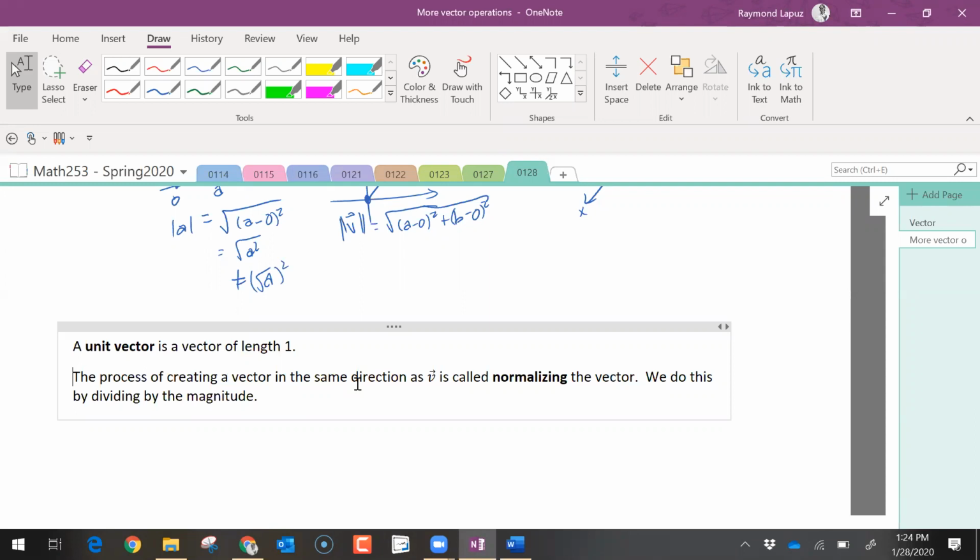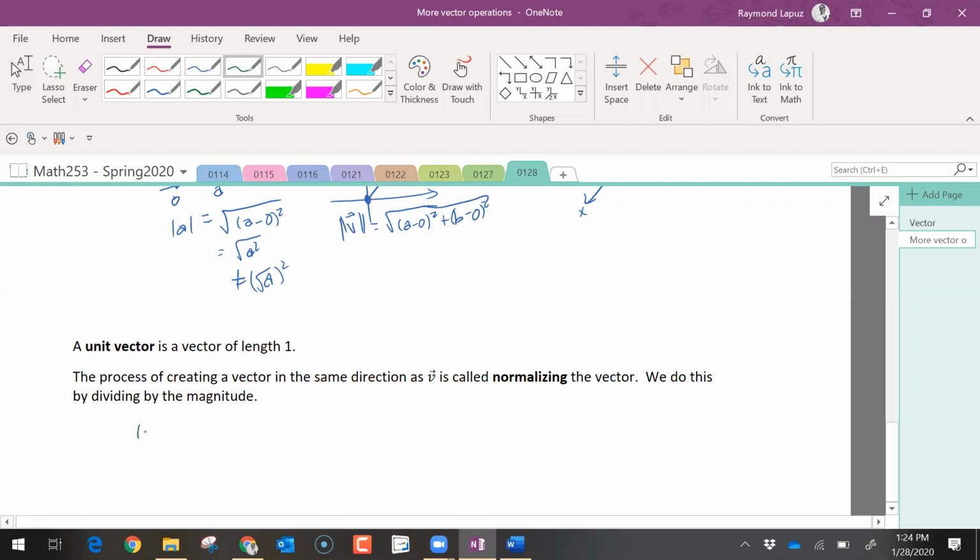Okay, so let's take our simple example of 2, 1, if that's our vector. So V is equal to 2, 1. And let's try to see if we can normalize it. So it says we have to divide by its magnitude. So first we have to find its magnitude. So what is its magnitude? The absolute value of V, or magnitude of V, is equal to the square root of 2 squared plus 1 squared, or square root of 5, right?